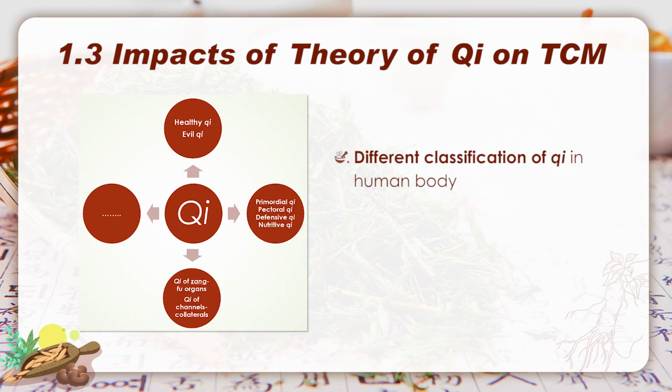Furthermore, there are different classifications of qi. For example, we can divide qi into healthy qi and evil qi, where we try to explain the struggle or the battle between the body and the disease. Here, the healthy qi is just like the vitality or immune system, as you name it. While the evil qi, also known as pathogenic qi. We also can divide qi into primordial qi, pectoral qi, defensive qi, and nutritive qi according to its source, formation, and function. Moreover, it also can be used to name qi of zangfu organs or qi of channels and collaterals due to its distribution. Anyway, there are multiple classifications of qi in TCM.